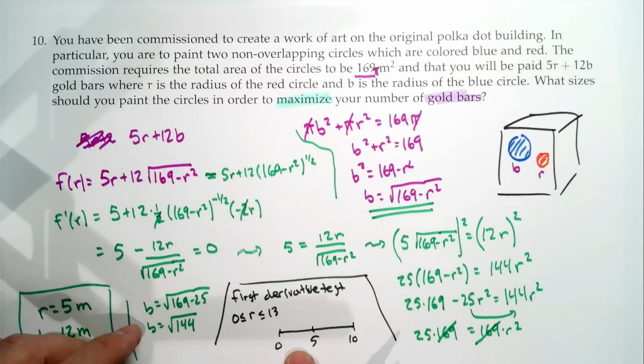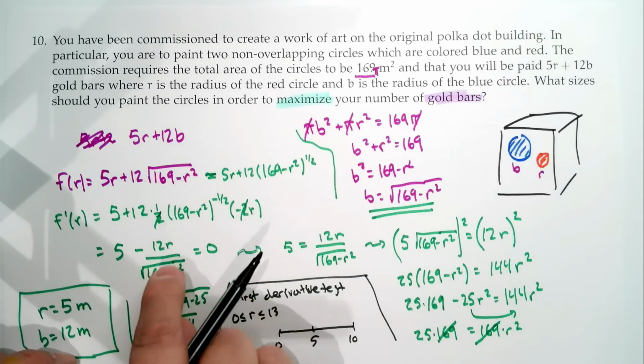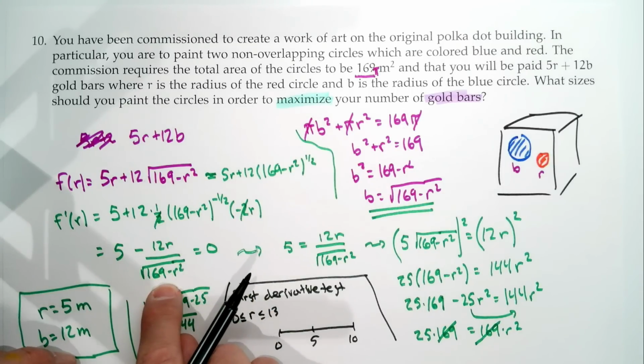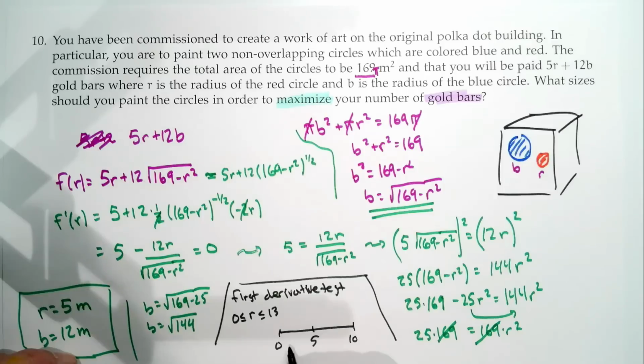1 is a convenient number. So I have 5 minus 12 over the square root of 168. Well, which is bigger, 12 or square root of 168? Yeah, the square root of 168 is actually bigger. So this is actually not a very large number. It's less than 1. So that tells me that in here, f prime is positive.